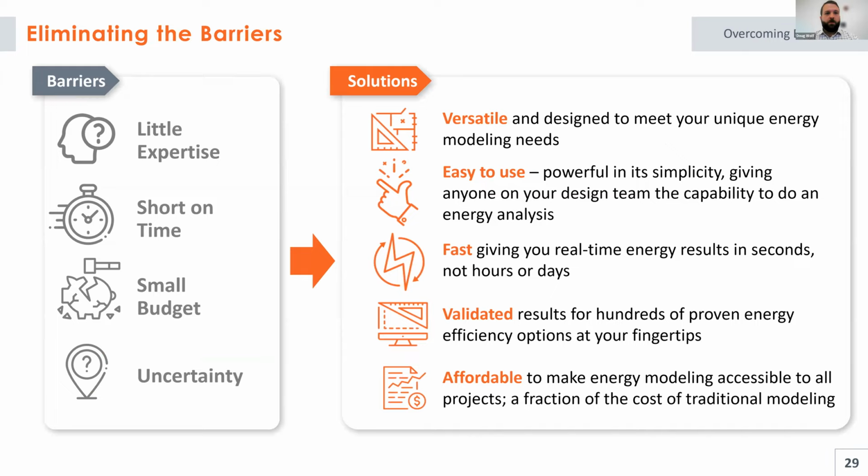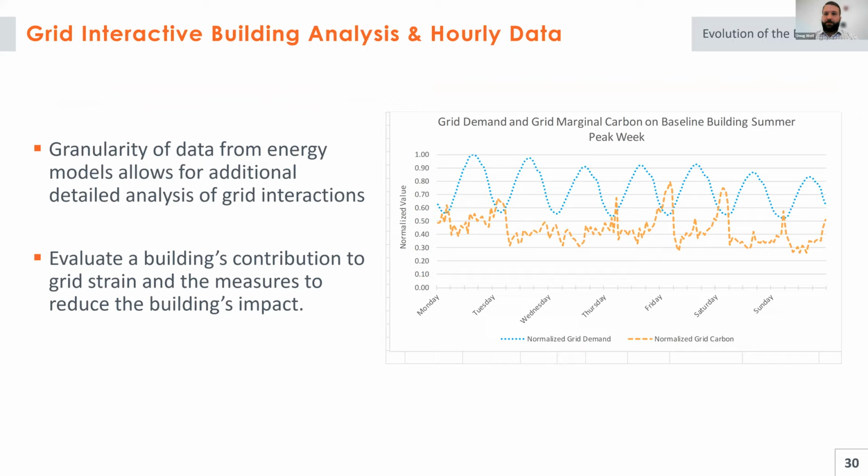So the barriers on the left here, we talked about the lack of expertise, short timelines, small budgets, and uncertainty, can all be addressed through simplified modeling. And additionally, on top of that, we've got this new grid interactive building concept coming, and really is here today. You need the granularity of an energy model to be able to do this kind of analysis, because you need to be able to look hour by hour at how a building is going to use energy, how that compares to the dynamics of the grid, and be able to gauge whether a building is going to be a grid asset or a grid liability. So the hourly data out of an energy model can be used in this way to calculate those grid optimal metrics.